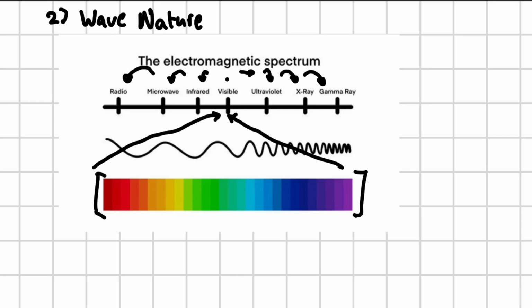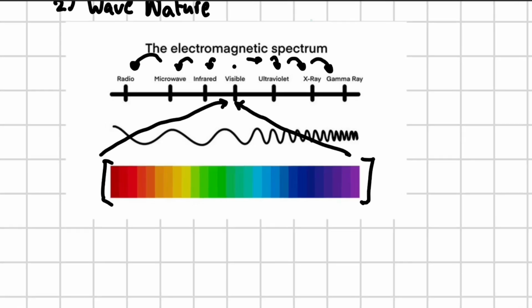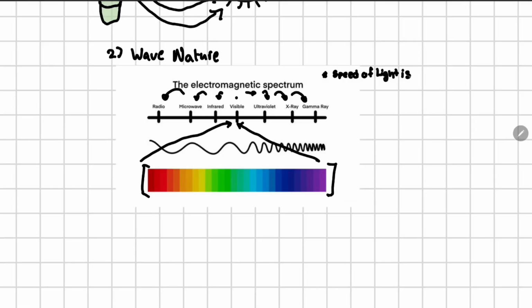Despite these waves having different wavelengths and different frequencies, one thing will always remain constant when working with light, and that is the fact that the speed of light is always constant. It's denoted by the letter c, and the speed of light is simply 3 times 10 to the power 8 meters per second.